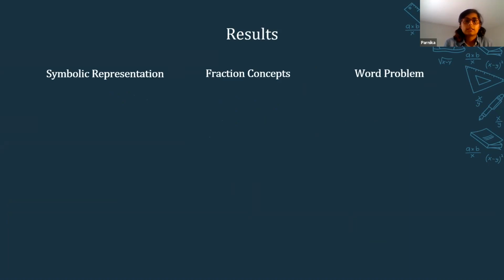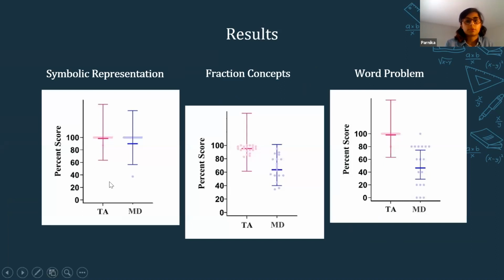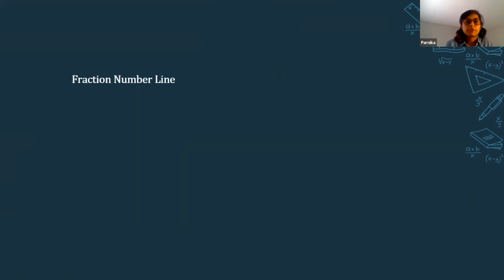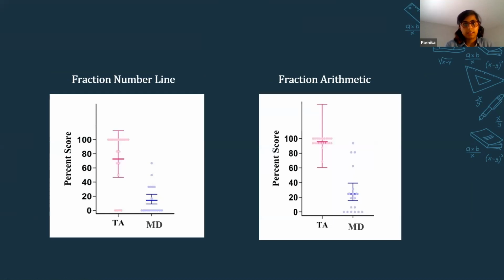And so what we see in the result is for symbolic representation, fraction concepts, and word problems, there is not much of a difference in performance between typically achieving adults and adults with mathematics disability. So here on the graph, we see that this is the percentage score on each of these competencies. The blue dots represent the individuals, and this middle line represents the mean of the scores on each of these competencies, and the error bars represent the confidence intervals. However, we did see that for fraction number line, as well as for fraction arithmetic, there was a significant difference in performance between these two groups, where adults with MD performed significantly lower than typically achieving adults.